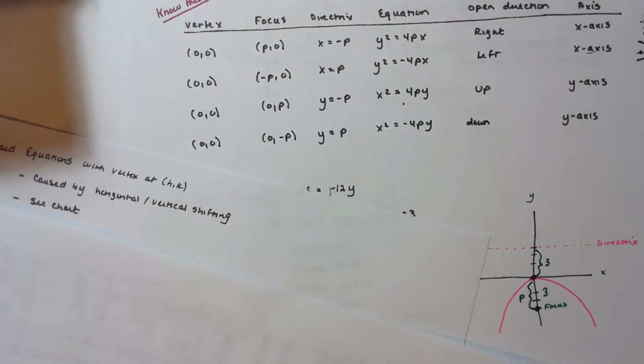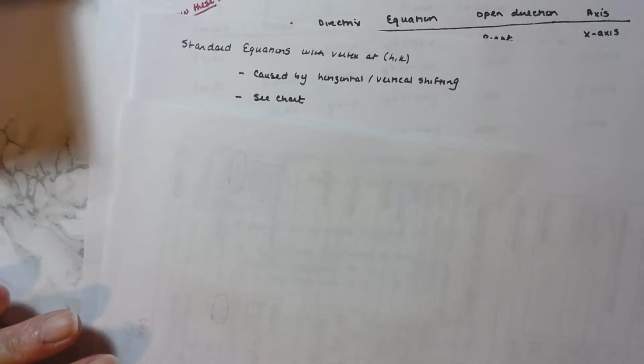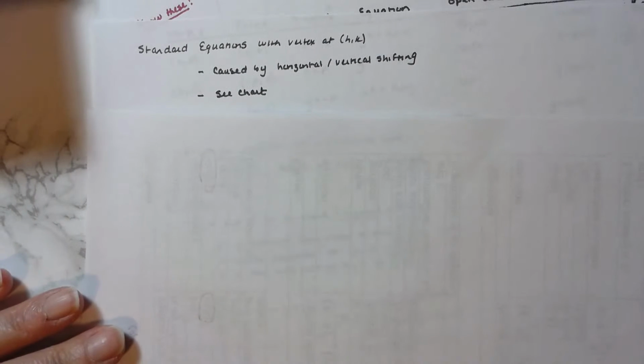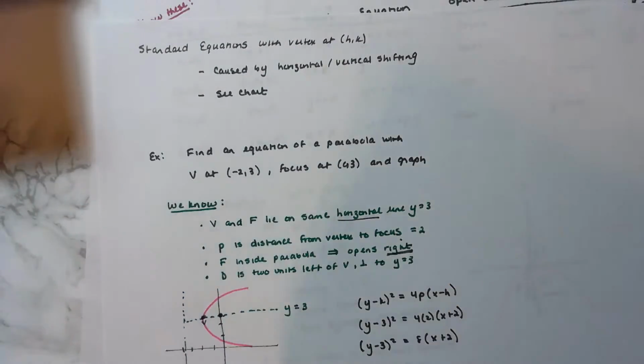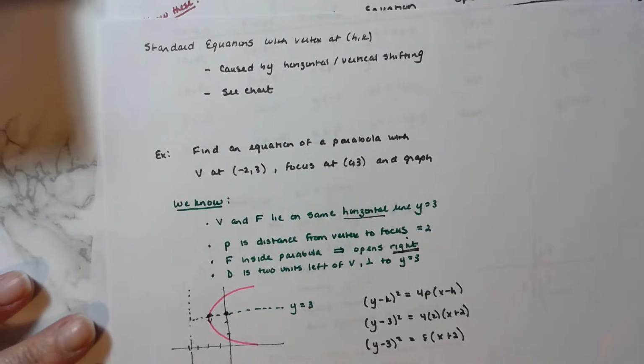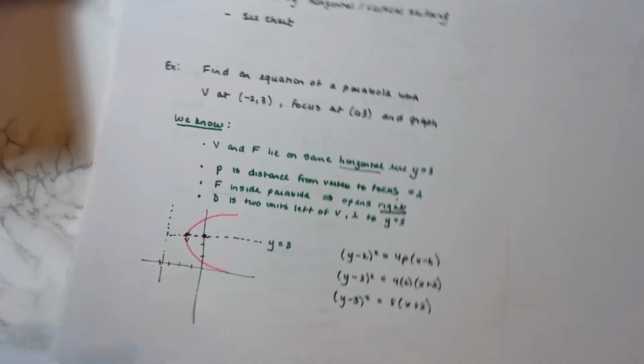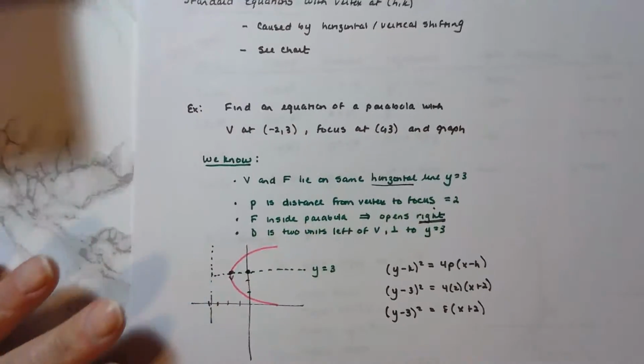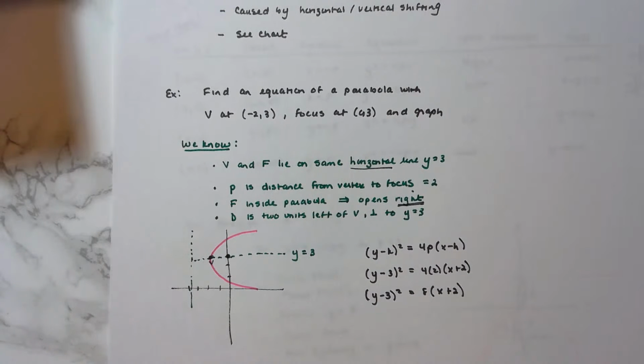Let's do one example and then I'm going to stop, because again, I don't want to make you cry. Okay, so again, the standard equation where the vertex is at the point (h, k), it's not at the origin. It's caused by horizontal or vertical shifting of the parabola, and I put a chart because you're going to see the chart. And I'll post a copy of this on Edsby for you tomorrow. It's almost 10 o'clock right now, and I've been working since about 5:30, so I'm getting ready to go to bed. So I'll post it in the morning.